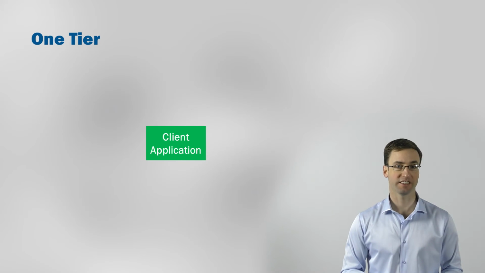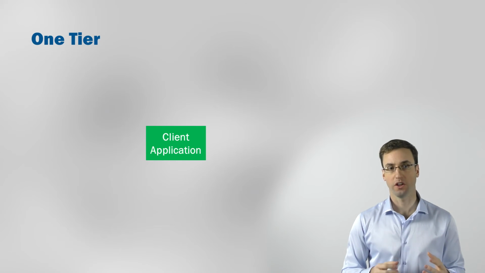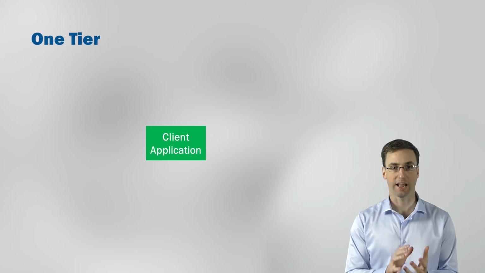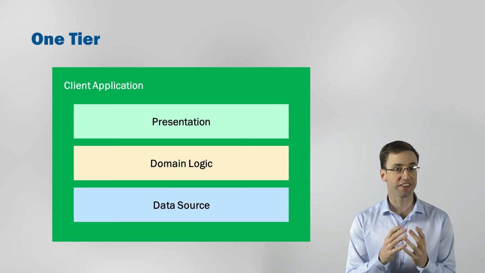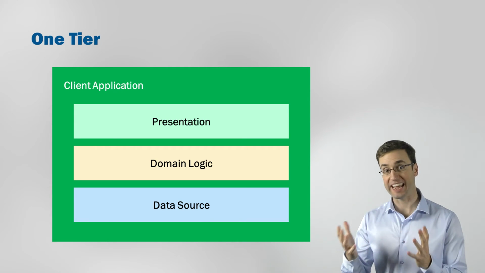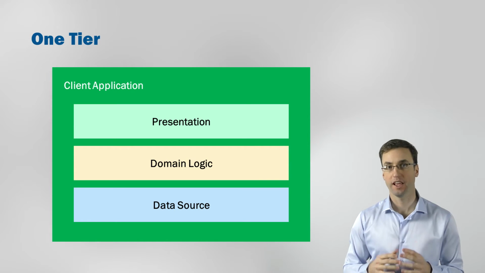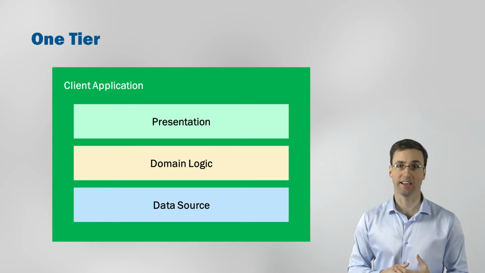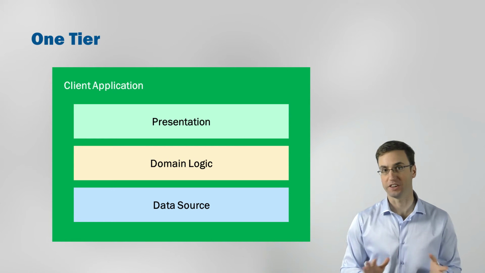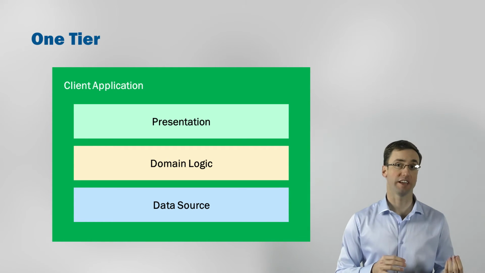Now the simplest case is just a one-tier architecture. We have a single, self-contained client application. That one tier contains all 3 layers of the application. Now obviously this is very simple and self-contained. There's no need for a network, there's no need for a server, but that's also a disadvantage.